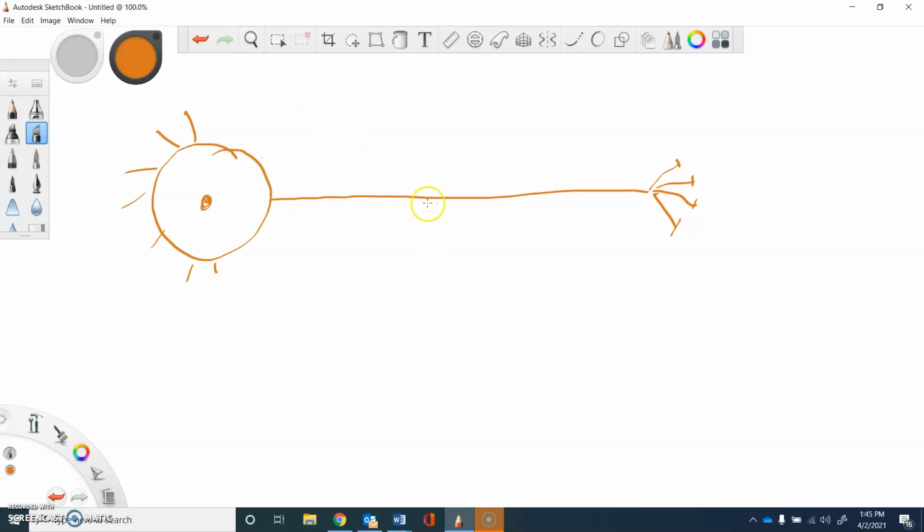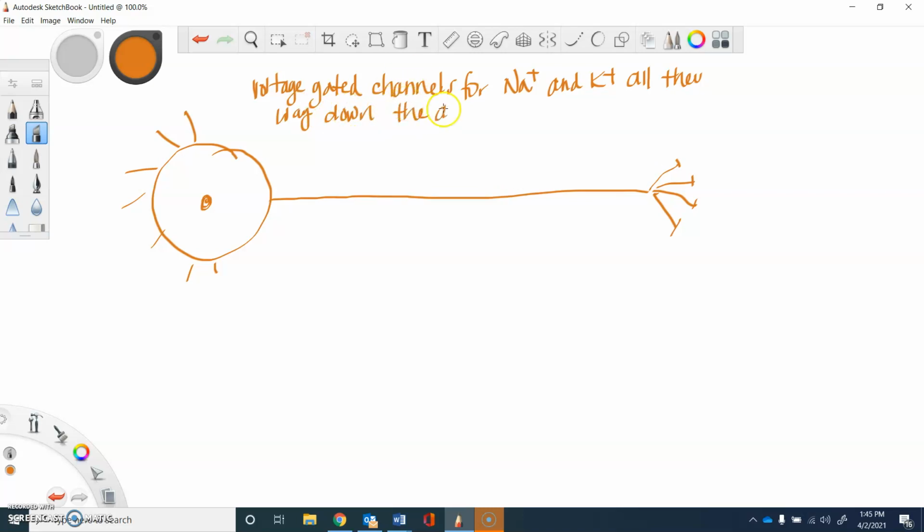When the action potential is propagated down a neuron, it will depolarize with every voltage-gated channel that's on here. There's voltage-gated channels for sodium and potassium, all the way down the axon, starting at the hillock. So if this is the axon hillock here, then they start here. And they start there, and there's both of them there. So sodium, potassium, sodium, and it goes all the way down.